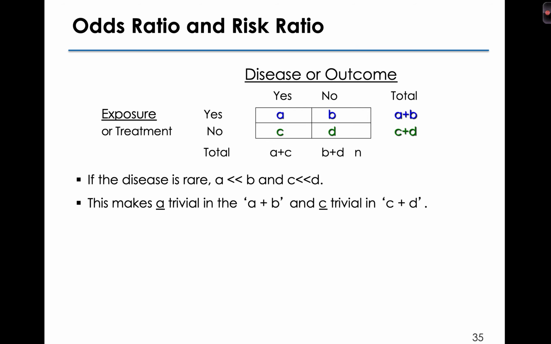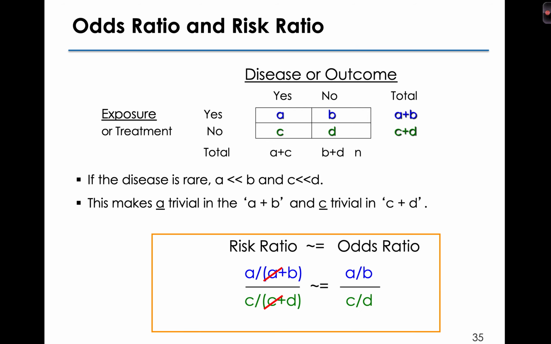So when we do the calculation for a risk ratio on the left, the risk A over A plus B is the risk in the exposed. C over C plus D is the risk in the unexposed. Now, if A is very small compared to B and C is very small compared to D, then A over B divided by C over D is really the same thing as the risk ratio. And A over B divided by C over D is the rearrangement of the odds ratio calculation that we saw a couple of slides back.